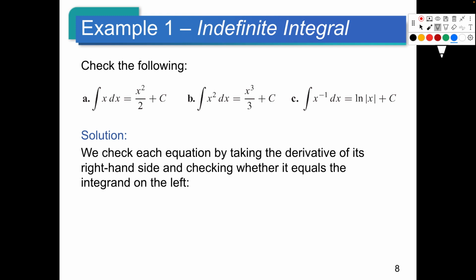Good practice. So x squared over 2, if you take its derivative, the 2 comes down. 2 divided by 2 is 1. Subtract 1 from the exponent, you get x, which is what we started with. X to the third over 3, this is the answer. It's the antiderivative. Take the derivative, now we're trying to go backwards. The 3 comes down. Subtract 1 from the exponent. 3 divided by 3. 3 minus 1, we get x squared, which is what we started with.